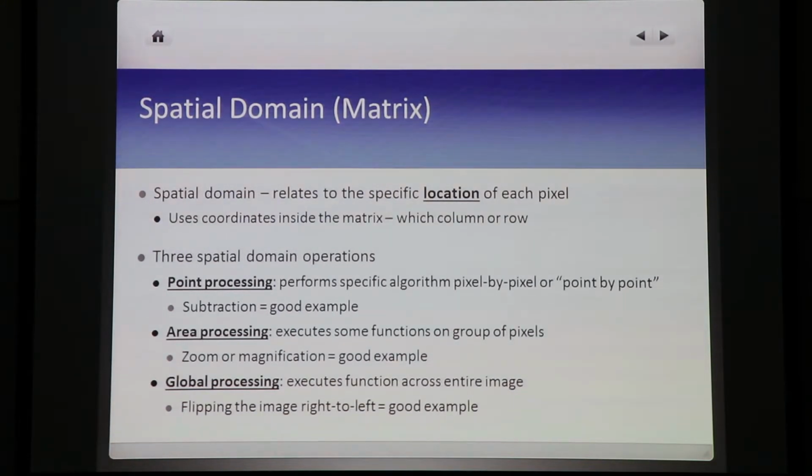Area processing is going to be a little bit bigger. It's going to include a group of pixels. So whenever you zoom or magnify, you're not zooming or magnifying the whole image. Usually you're focusing on just a section. So that's an area processing function that happens under the spatial domain. It's looking at an area of pixels within the matrix. Global processing is going to execute a function across the entire image. So basically it's going to include all of the pixels. When you flip the image from right to left, that's a good example of global processing that happens under the spatial domain.